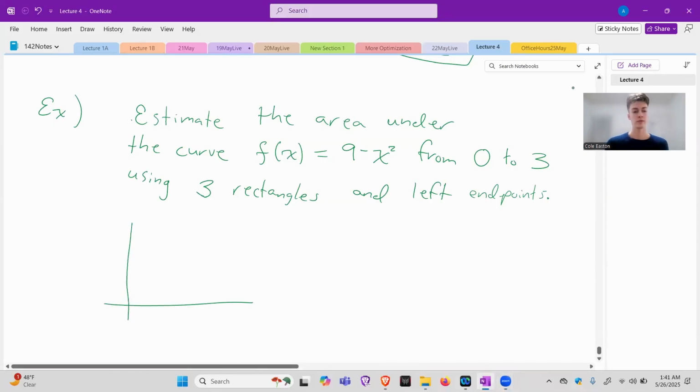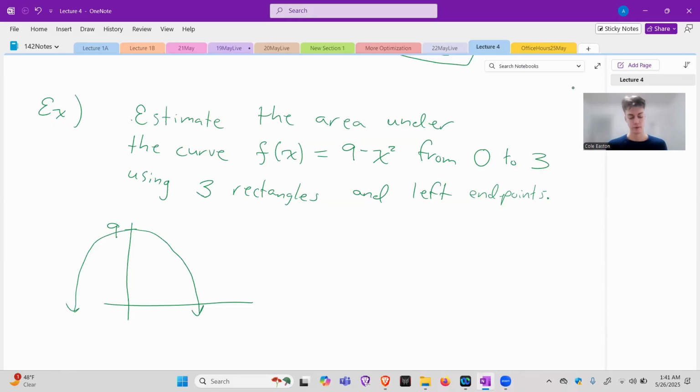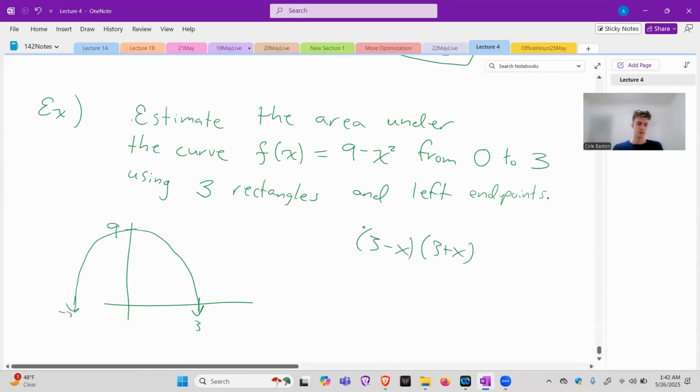So we have a y-intercept of 9. We notice that we have a negative a value, so we have a parabola that opens downward. And if I factored that parabola, notice that gives me (3 minus x) times (3 plus x). So I know that I have roots at 3 and minus 3. And so that's just going to help us with our graph. And then we want to use 3 rectangles between 0 and 3. And so how wide is each rectangle going to be? Well, I think in our heads, we probably can already see that it's going to be 1. But let's just do the math really quick.